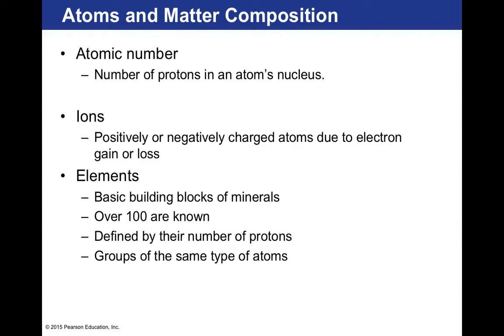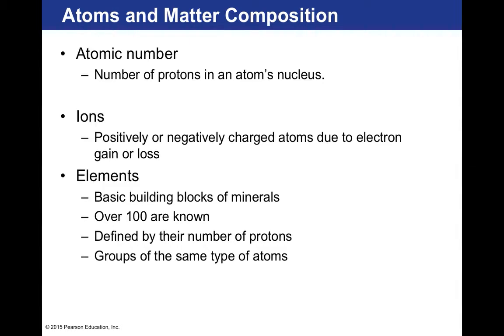Okay, so they're defined by their atomic number. In the periodic table, you're going to see the atomic number listed for different elements. Just as an example, carbon has the atomic number 6. This tells you how many protons are in the atom's nucleus. So by determining the amount of protons in the nucleus, that will tell you what the element is.